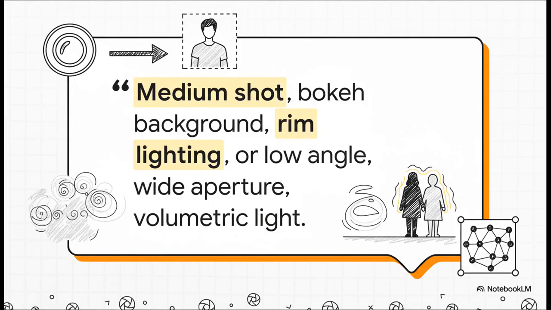Now, you do not need to be a photography expert, but learning just a few key terms like these, it's a total game changer. Asking for a medium shot frames the couple perfectly. Bokeh background blurs everything else out, so our attention is right on them. Rim lighting adds that beautiful glowing edge. These are the little details that take an image from just good to wow.